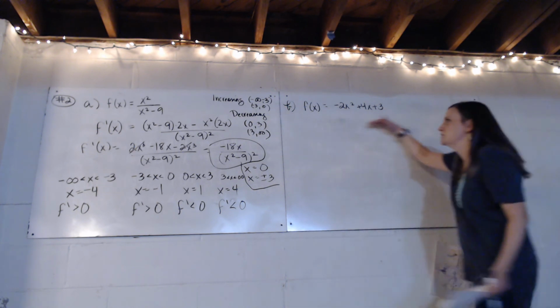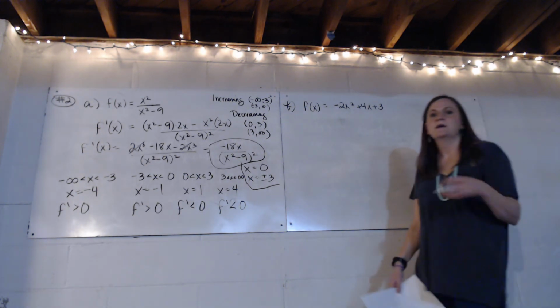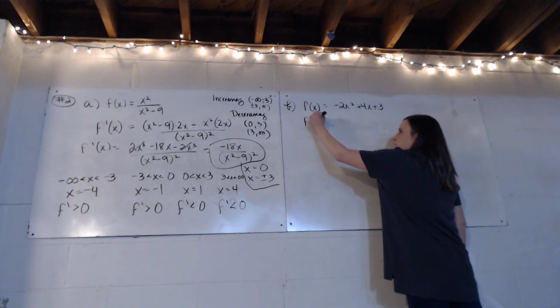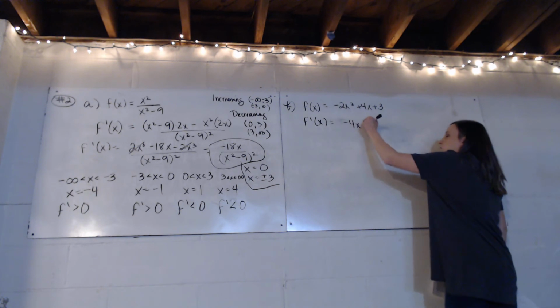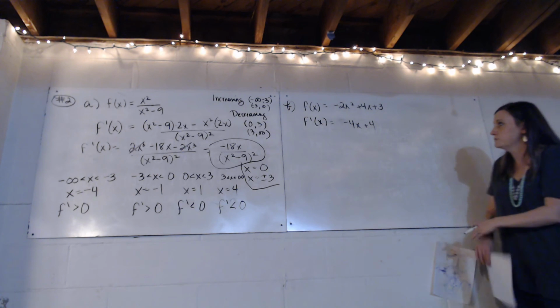The next function is a lot more cut and dry. We're going to go through the same process. It's a little bit quicker. So first we find our critical points. I'm going to take the derivative of the function. This one I'm just using the power rule. So it's -4x plus 4 is my derivative. And we set it to 0 to find the critical points.